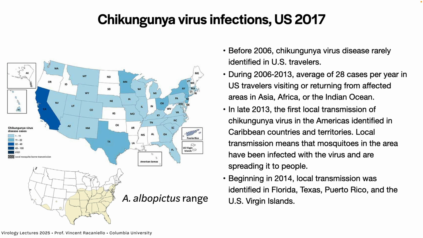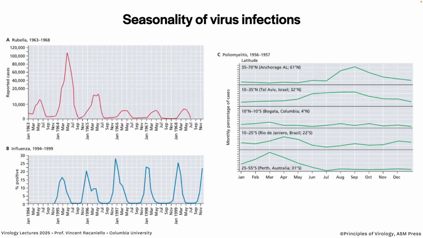Before 2006, they came in with travelers, very rare. And then until 2013, we'd have so many cases a year from travelers. And then in 2013, we had local transmission in Caribbean countries and territories, which means that mosquitoes are spreading it to people locally. And then 2014, we had transmission in Florida, Texas, Puerto Rico, and the Virgin Islands. So we're starting to get local transmission from person to person by Aedes albopictus, and this is going to increase. And that's why the FDA just approved a chick vaccine. So we'll see how that works.